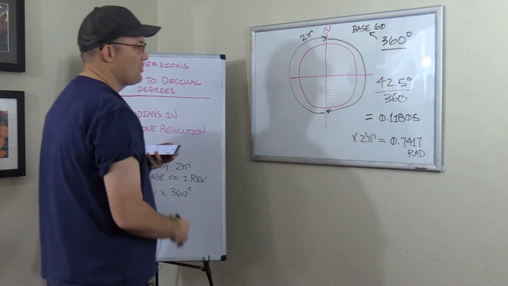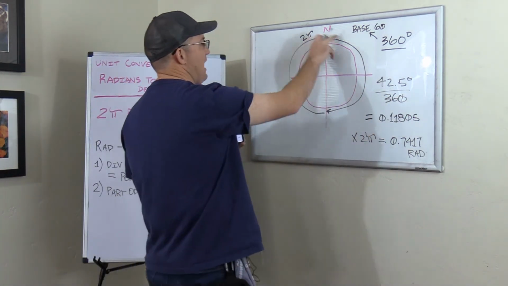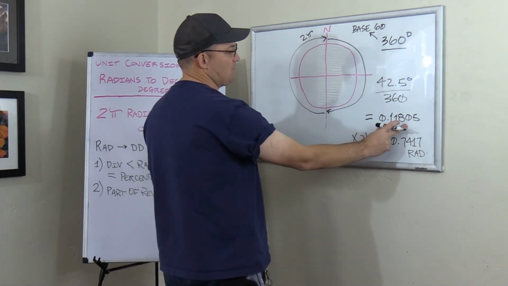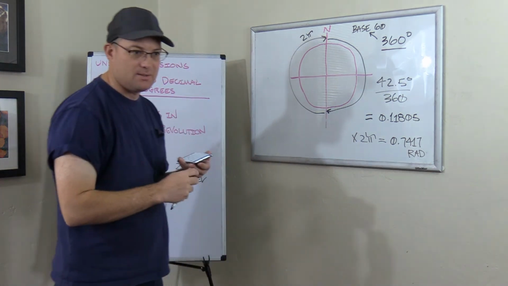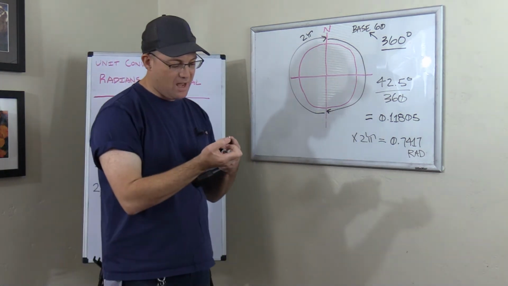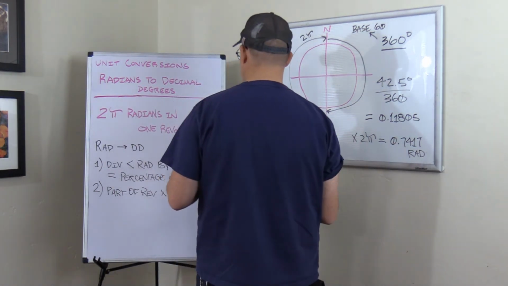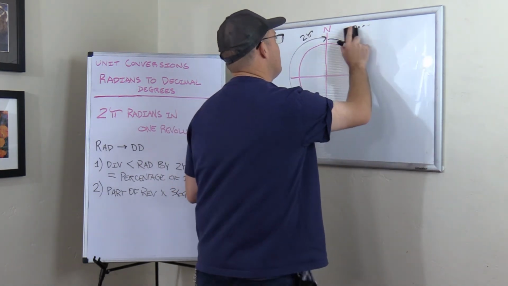Okay. So again, if you have a number in decimal degrees, divide it by 360. That gives you the percentage of a full revolution you have, the part of a revolution, which is this number here. Okay, then multiply that by 2 pi. That gives you your value in radians. All right, so now you guys know how to convert between decimal degrees and radians, and from radians back to decimal degrees. You know all about that funky angle measure that mathematicians use.